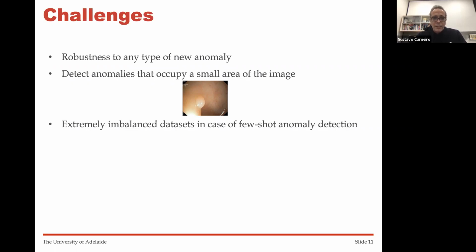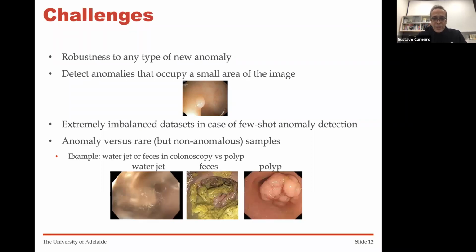You can also have extremely imbalanced data sets in the case of few shot anomaly detection. So here we're talking about maybe 10,000 or 100,000 normal samples, and then just about 100 anomalous samples, and that huge imbalance will cause problems, obviously, for training. Another issue is that separating anomaly versus rare samples that are not anomalous is also very challenging.